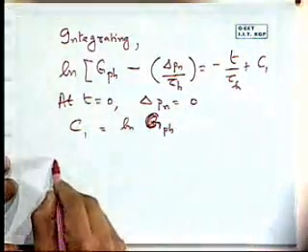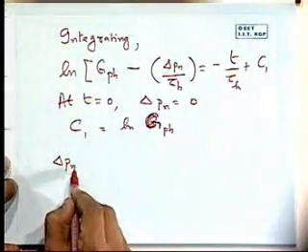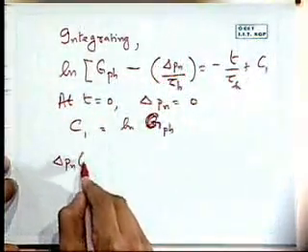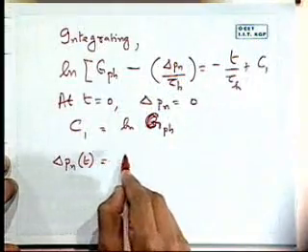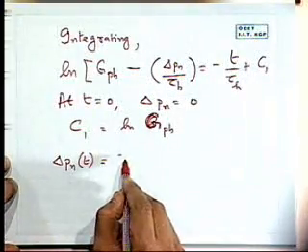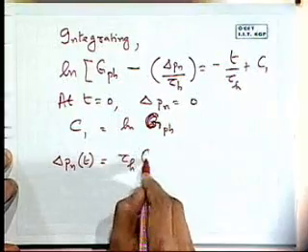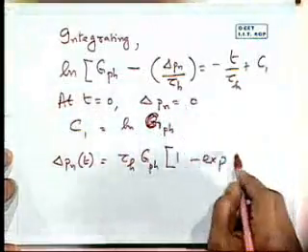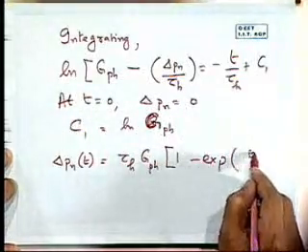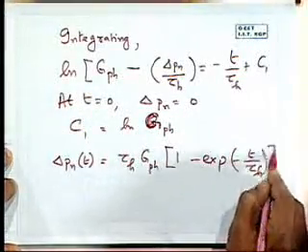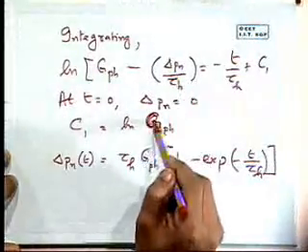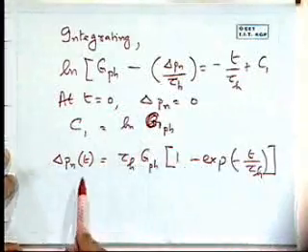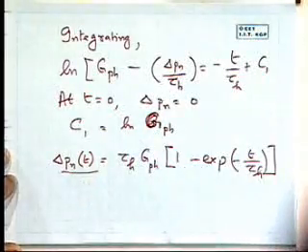So rewriting the above equation in terms of delta Pn, after putting in C1, we can then write delta Pn as a function of time as: delta Pn = tau h GPH times (1 minus exponential of minus t by tau h). Put GPH there and rearrange this in terms of delta Pn.